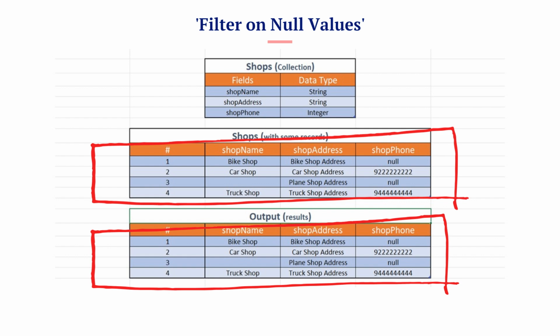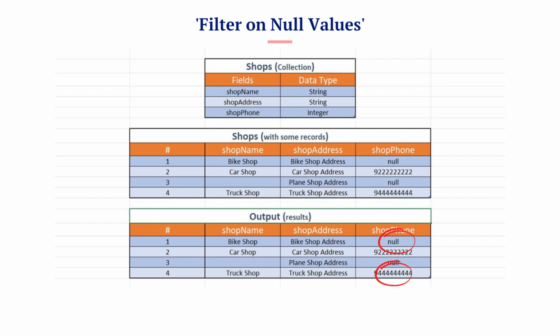The query will return all shops without considering whether shop phone is null or not. It won't specifically look for shops with null phone numbers.